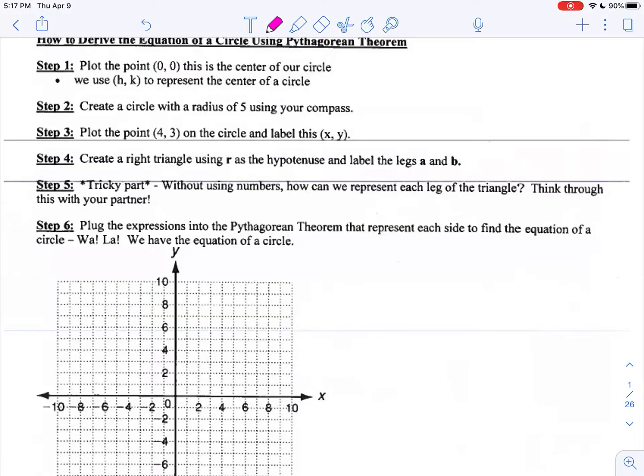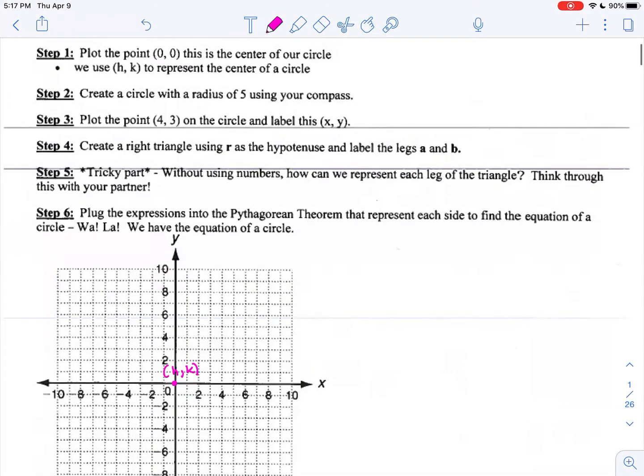Now I'm going to go ahead and do a few things on the graph that it's asking me to do. First, it says plot 0, 0, and label that center h, k. So we're not always going to be centered at 0, 0. That point can be anywhere else. That's why we're generalizing it. Okay, so it does say create a circle with a radius of 5 with your compass.